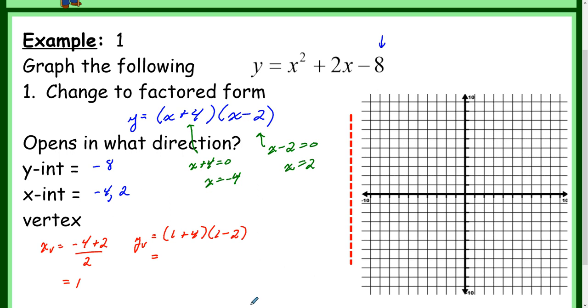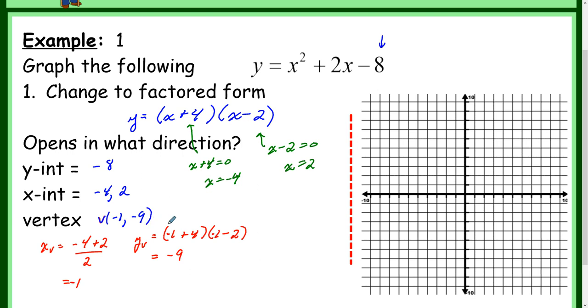Not my mistake here. This should be -1, which makes this -1. This -1, which makes this -9. You know, I saw something I didn't like there. So that means my vertex is going to be at -1 and -9.